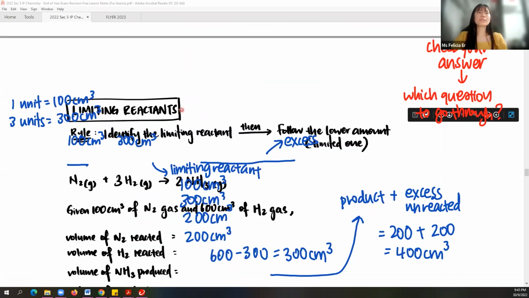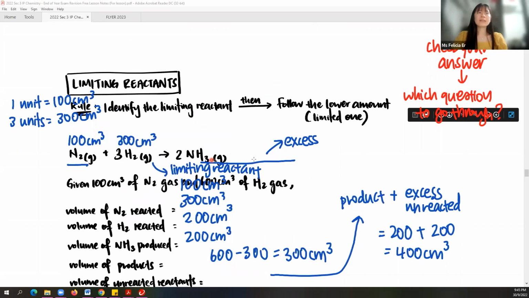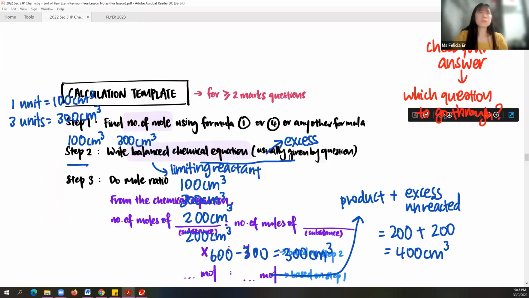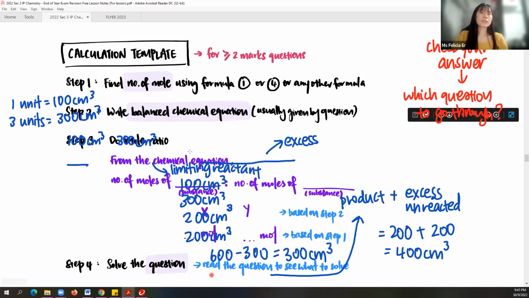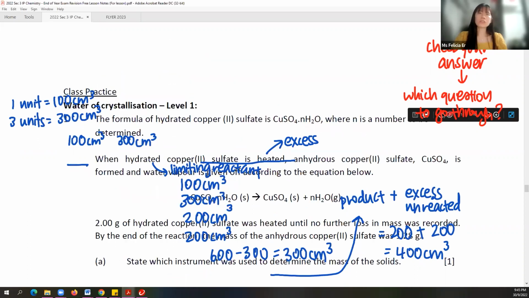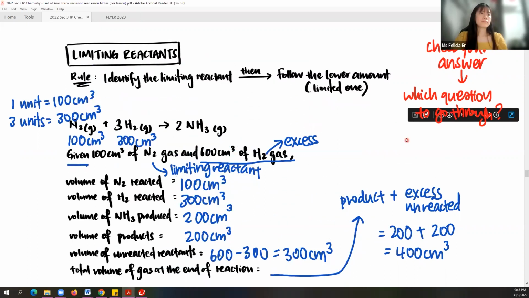If it's other state symbol, then you really need to do the manual way, which is the template, the step 1, step 2, step 3, step 4, which is on this page here. This one. So as long as it is not everything gas, you have to use this ratio to find the ratio and the number. So only gas got shortcut. No problem.